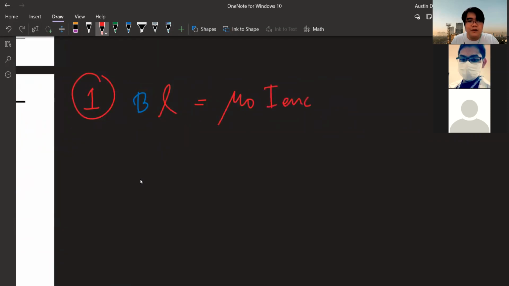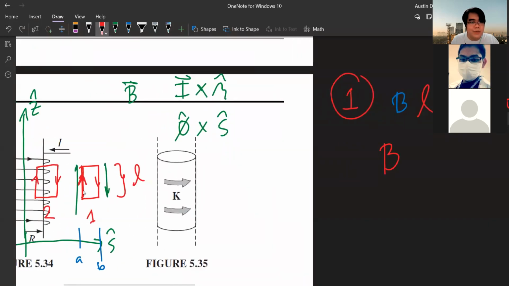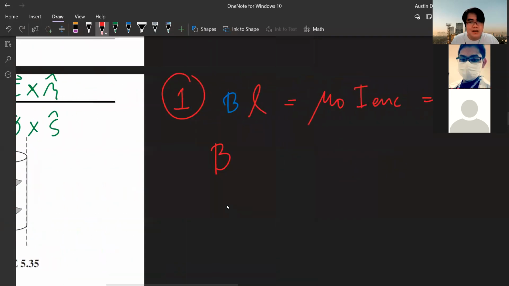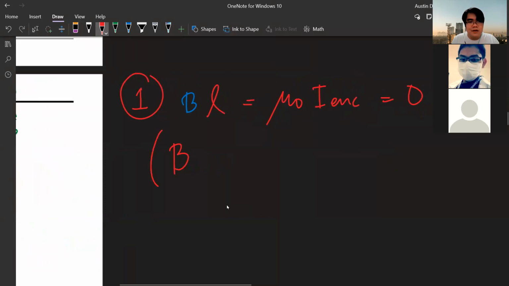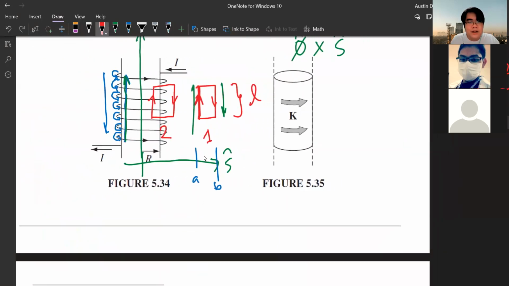I enclosed equals 0. Then, I know B has two different magnitudes. So, kunin ko yung BA ko tsaka BB. A minus B. Okay? Times L must be equal to 0. Okay.